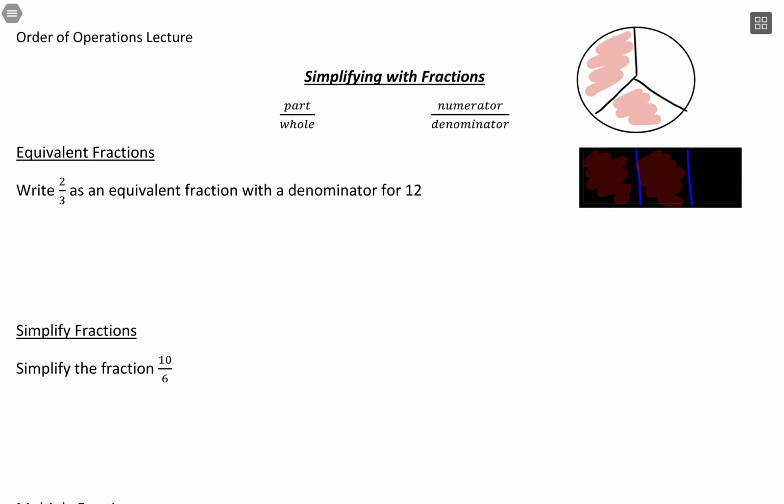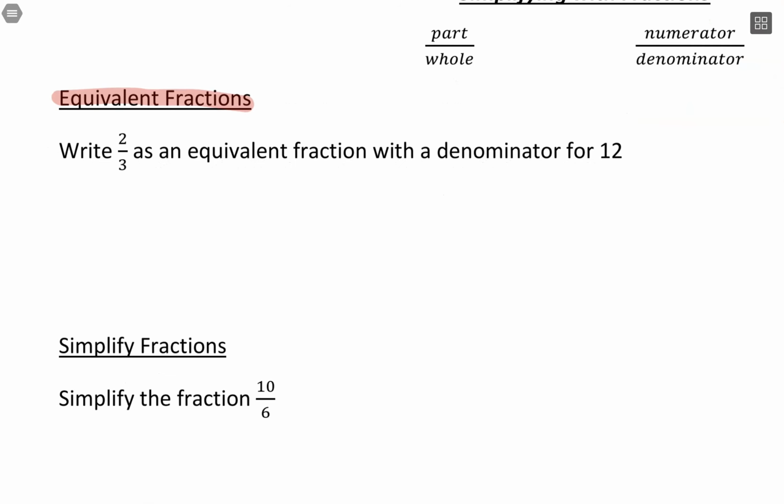So let's talk about some vocabulary here. One is going to be the idea of an equivalent fraction. It's a fraction that's exactly equal to the value we're given. We're just making it look a little different. So how we do that is we're going to take our fraction 2/3.